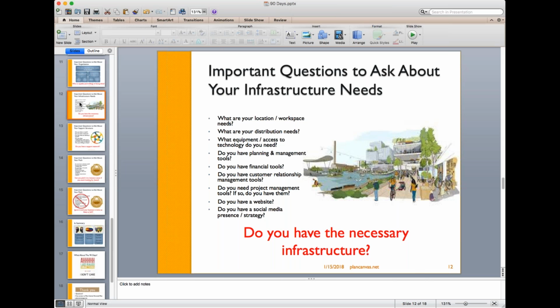Do you have a website? Do you have social media? Those sorts of things sometimes get overlooked. I include them as infrastructure. They might be categorized elsewhere just as well, but I look at it as part of your business, right? And so to me, it's infrastructure. But make sure you have those things.